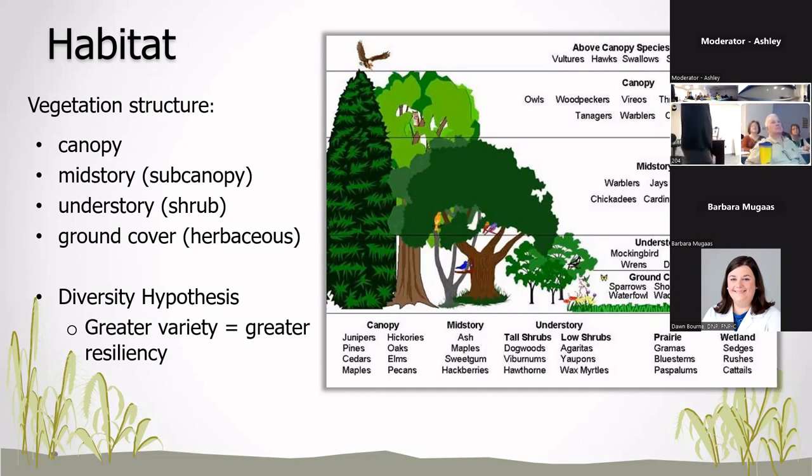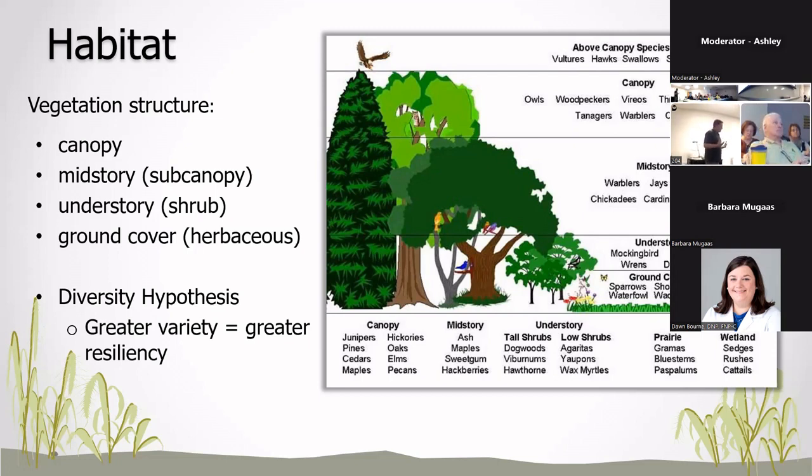So again, even if you don't have a riparian area, if you have this kind of structure on your property, it's really vital to have the diversity. And there's this wonderful thing called the diversity hypothesis. I'm in a college, some restoration ecologists, and the diversity hypothesis basically says that the greater variety that you have in your landscape, the more resilient it's going to be.